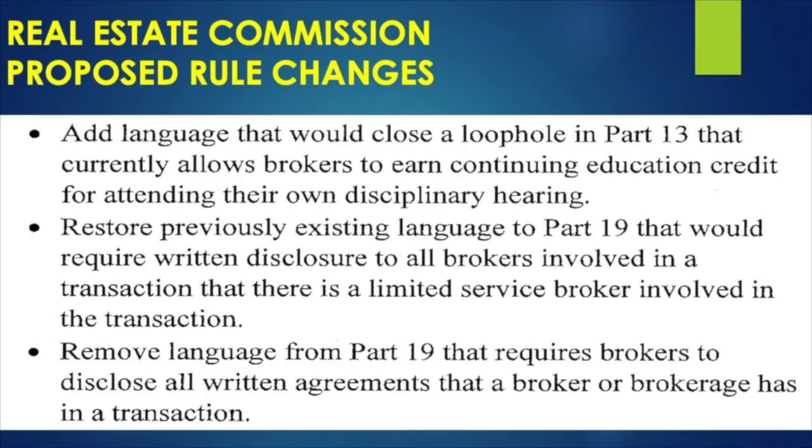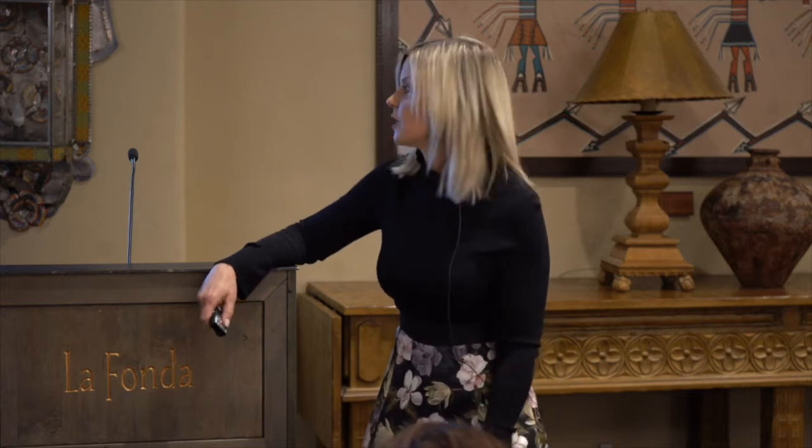That's nice. Restore previously existing language to Part 19 that requires written disclosure to all brokers involved in transactions where there's a limited service broker on the other side. So requiring a listing broker in a limited service situation to disclose the fact that that's the case. That's what we put back in. I think that got removed kind of accidentally, it wasn't intentional. I don't recall it ever being intentional.